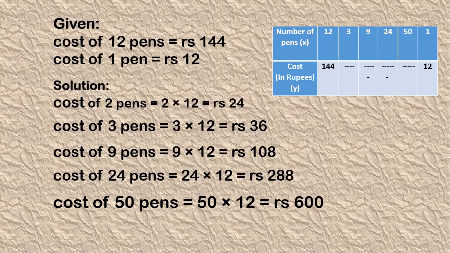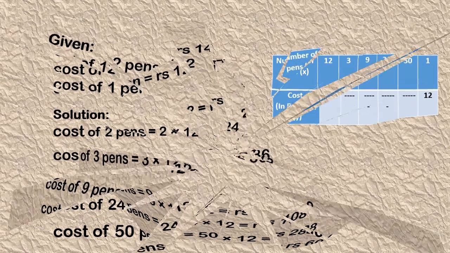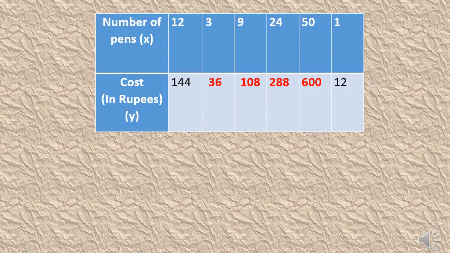Now tell me, what do you observe in all these sums? We can see when the number of pens increases, the cost also increases simultaneously. Isn't it? Do you observe these things? Yes. So children, let us make a table.